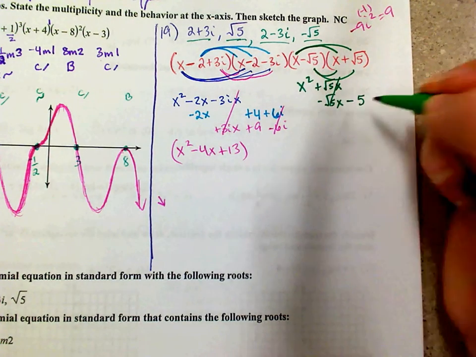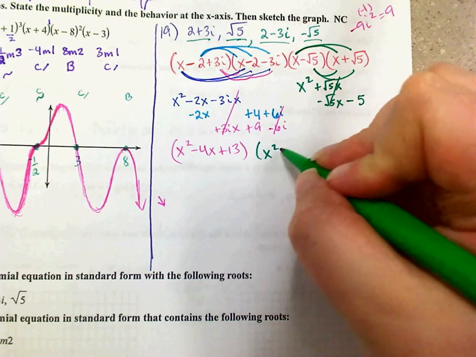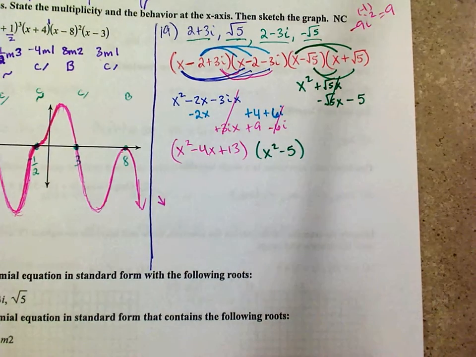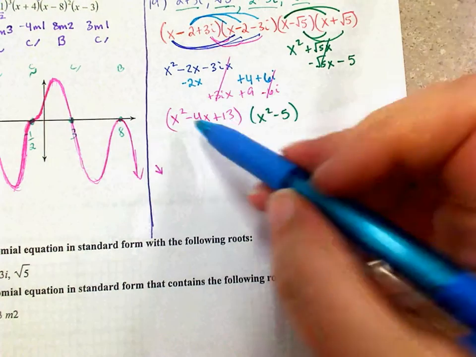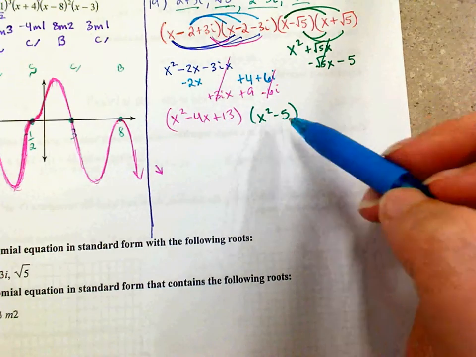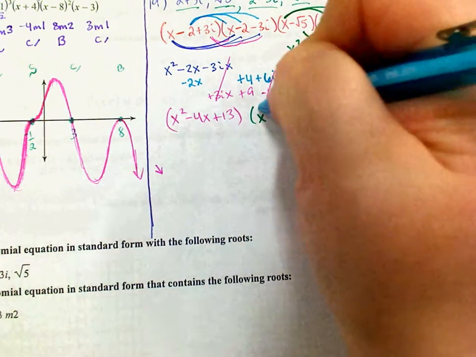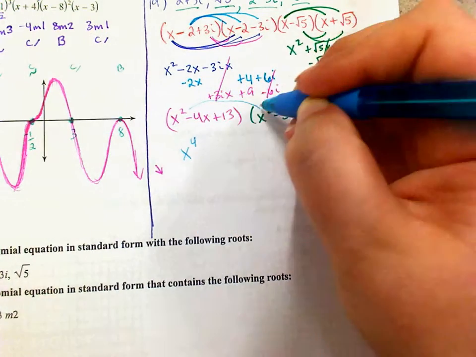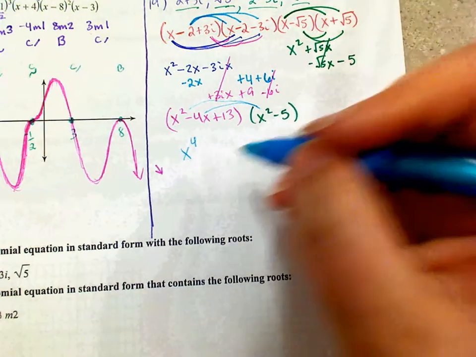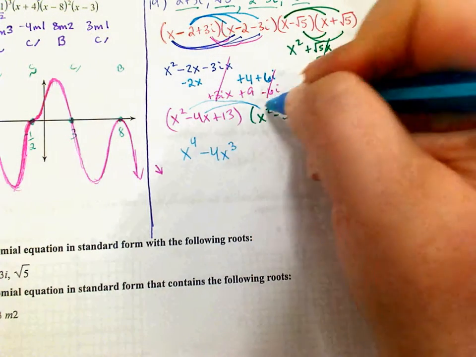Are we done? We've got to multiply those out, right? So if I multiply these out, I've got, let's see. Do you want to distribute all three of these or both of those? I don't really care. Those two? Okay. What's x squared times x squared? x to the 4th. What's x squared times negative 4x? Negative 4x cubed. x squared times 13? 13x squared.